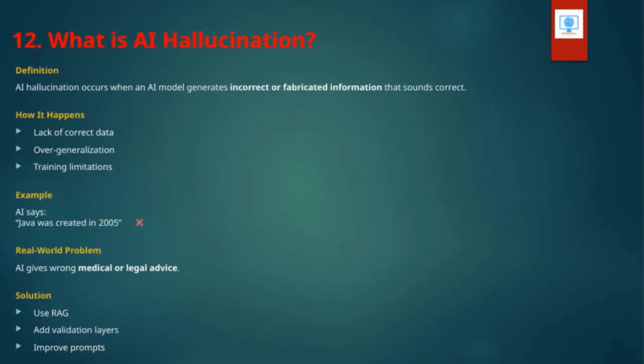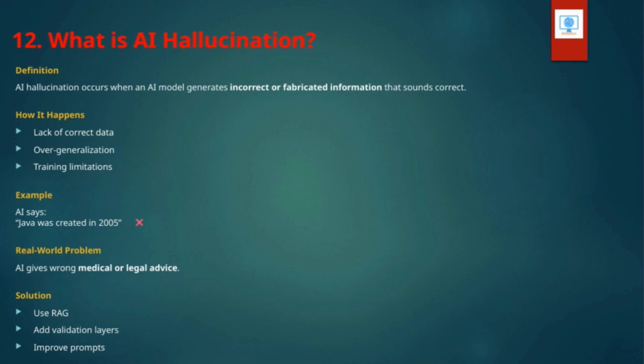Let's talk about what AI hallucination actually is. Essentially, it happens when an AI model generates information that sounds correct, but is actually incorrect or even fabricated. It's like the AI is hallucinating details that aren't real. Now, how does this happen? One big reason is a lack of correct or comprehensive data during training. If the data is incomplete or biased, the AI can make mistakes.